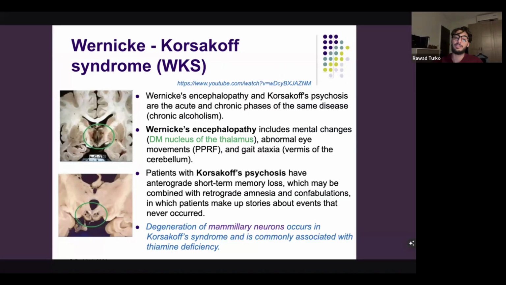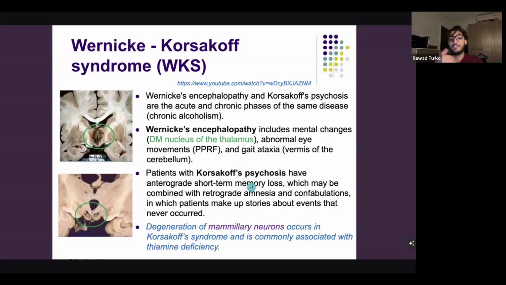Because again, what did we say about chronic alcoholism? It also can cause anterior vermis syndrome, right? And again, why is the dorsomedial nucleus of the thalamus affected? Because if you remember, we talked about before, it's responsible for emotional behavior. Okay, so that's why you get mental changes.